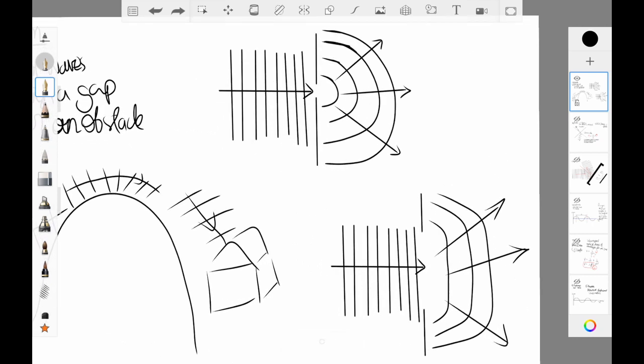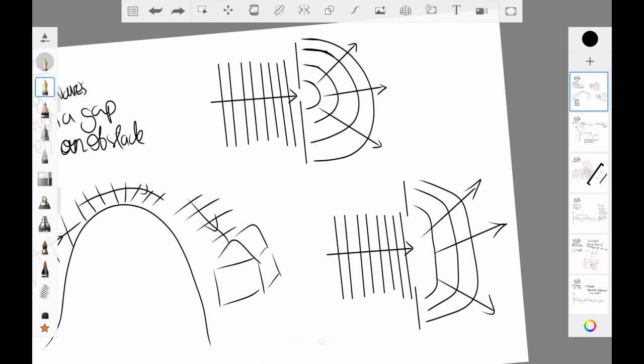From an examination point of view, the second part, the spreading of waves through a narrow gap, is much more important for you to learn, as it's also a lot more intricate. I have two diagrams here, and they both illustrate a wave, which can be a water wave or a sound wave or anything, going through a gap. Let's call this diagram 1 and this diagram 2. In diagram 1, the waves spread almost radially, like a circle.